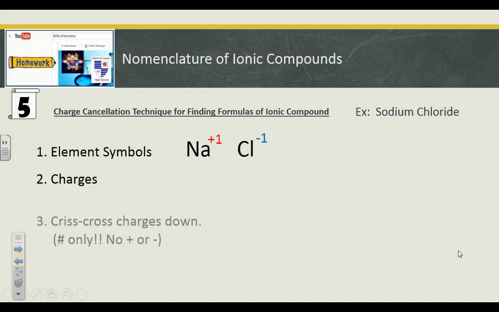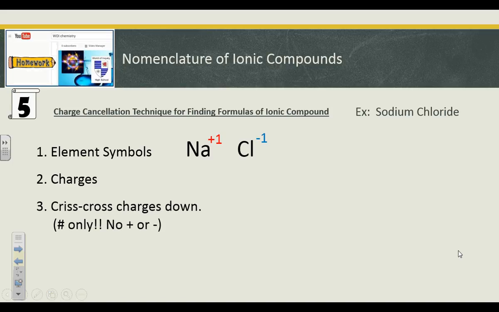Okay, so I think we intuitively know I need one of each, but here is the method for figuring it out for sure if we're not quite right. And it's a largest common factor type of a thing. I need 1 + 1 to cancel out with 1 - 1. And the trick, the shortcut to get there is to just take the charge and cross it down without the sign, of course, because the subscripts are just the numbers of atoms. So I don't have a positive number of atoms and a negative number of atoms.